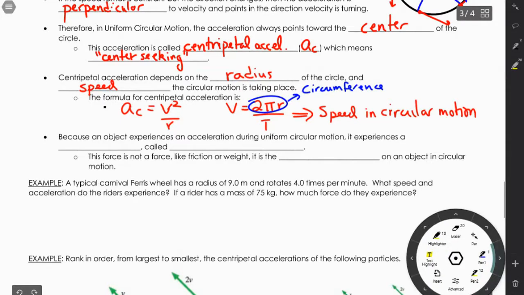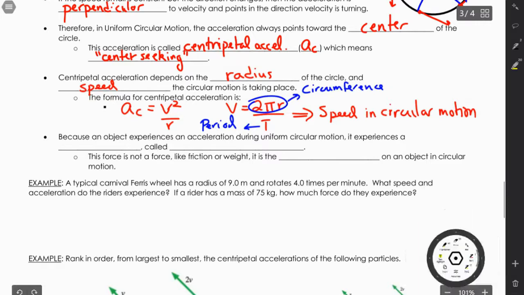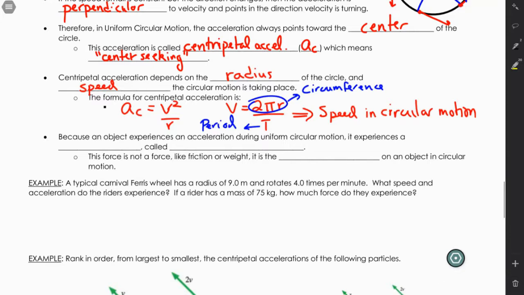This T is what we call the period. The period is the time to do one cycle of motion, so one complete circle. So if in my previous picture it takes 4 seconds to go around that, and I knew the radius and the period, then I can calculate the speed.